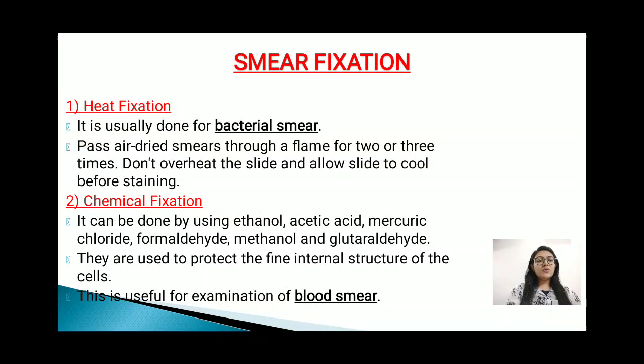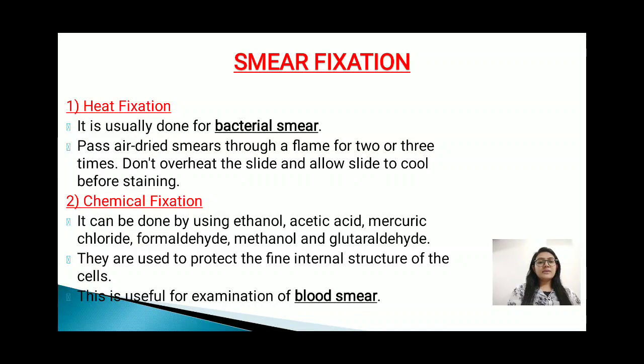Before staining, we have to fix the smear. There are two methods of fixation. First is heat fixation and second is chemical fixation. Heat fixation is done for bacterial smear. Pass the air dry smear through a flame 2 to 3 times. Do not overheat the slide and allow the slide to cool before staining.